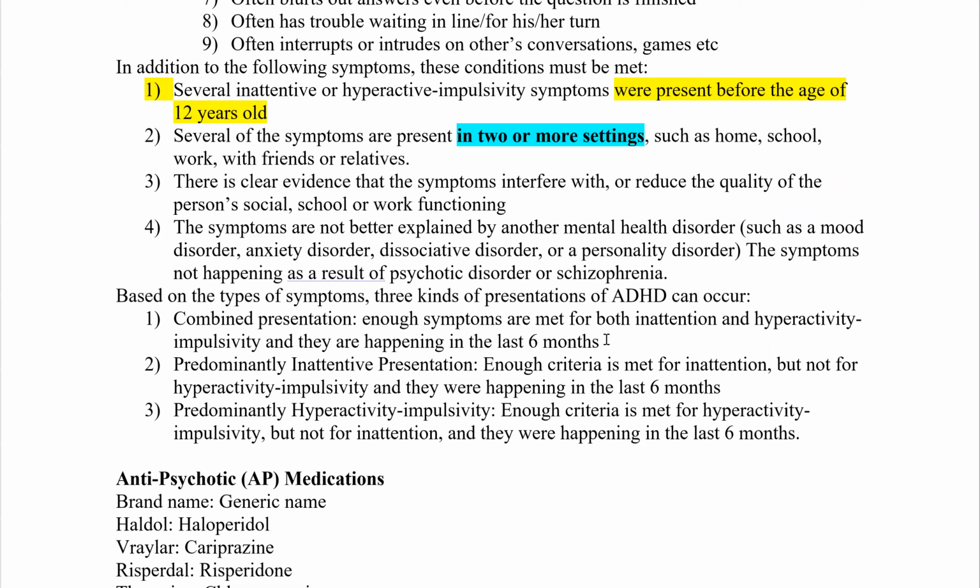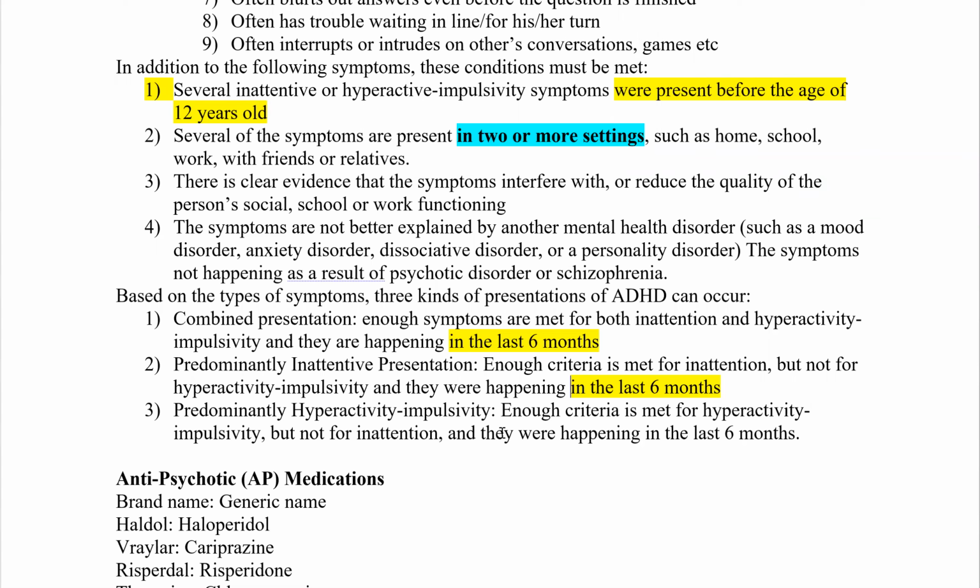And it has to be within 6 months or longer. The predominantly inattentive subtype has enough criteria for inattentive, so 6 or more for 16 years and younger, 5 or more for 17 years and older in adults, but not for hyperactivity impulsivity, and it's happened within 6 months or longer. So within the last 6 months, which would be 6 months or longer.